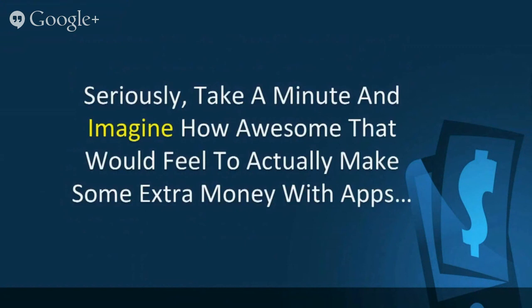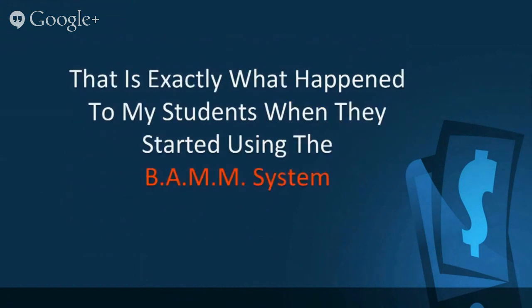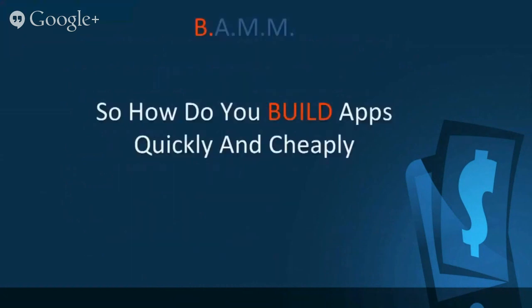And this is passive income. Imagine what will happen when you have apps and the downloads and profits start stacking up. That is exactly what happened to my students when they started using the BAM system. So here it is: build, analyze, market, monetize. So how do you build apps quickly and cheaply?